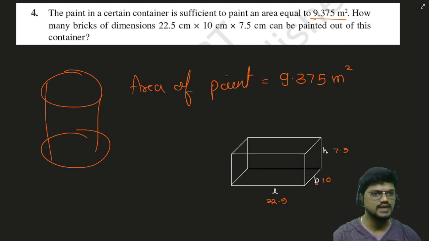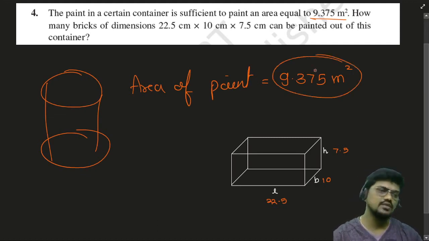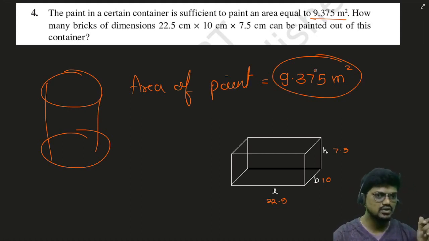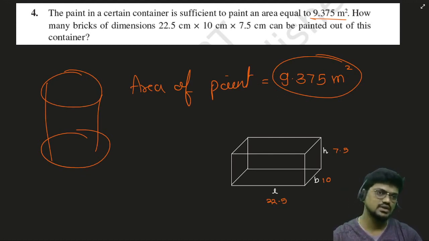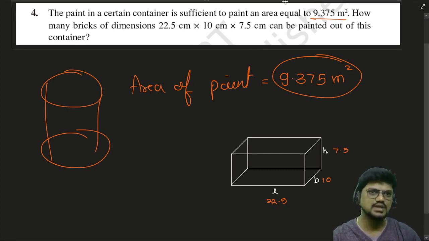If you divide the area of the paint which you have with the total surface area of each brick, you will get how many bricks you can paint. Can you solve it? Please do it on your own and tell me the number of bricks which you can paint. First find the total surface area of the brick, then divide the area of the paint by it. Okay, please try doing it. I'll be back in a minute.